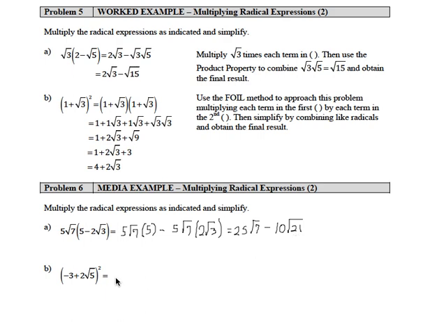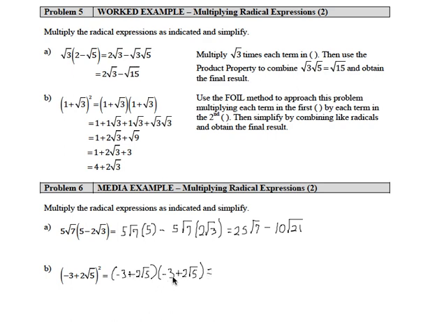For part B, I'm squaring negative 3 plus 2 times the square root of 5. So I need to remind myself what it means to square something, which is to multiply that something times itself. So I have negative 3 plus 2 times the square root of 5. I need to write that twice, and then I need to use the FOIL.